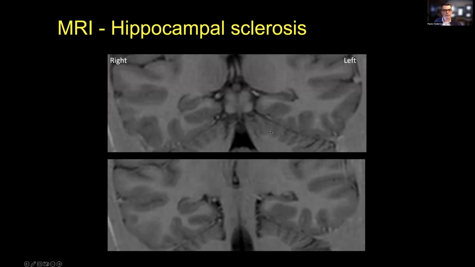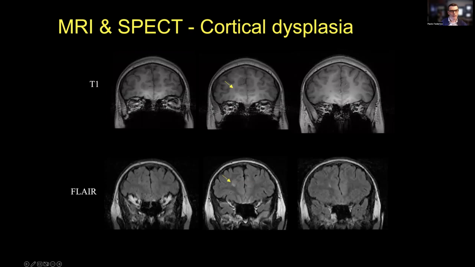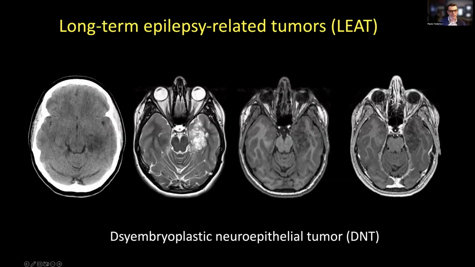If you look more carefully on a coronal T1 weighted imaging study, you can see the hippocampal atrophy a little bit better on the left side compared to the right. Here's a coronal T1 and coronal FLAIR image showing an area of abnormal gray matter that is also bright on FLAIR imaging, and this is a cortical dysplasia.